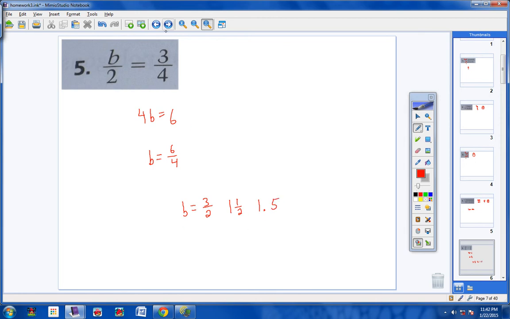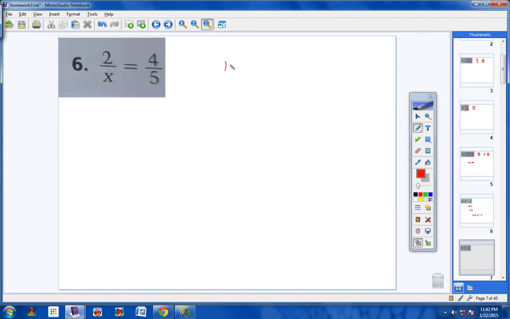Okay, number 6. 4 times x is 4x. 2 times 5 is 10. Divide both sides by 4. And you may have these for your answers. 5 over 2 is acceptable, or 2.5. All of those are acceptable answers.